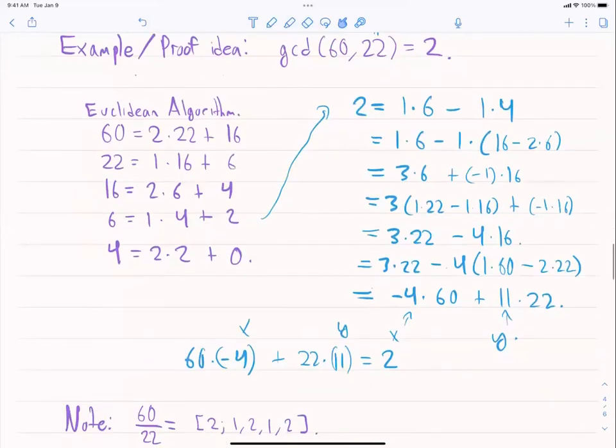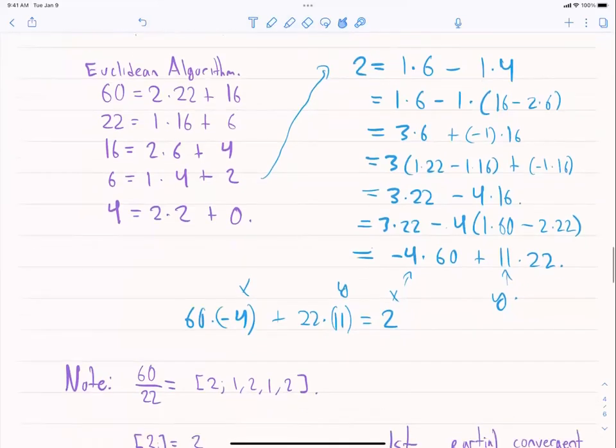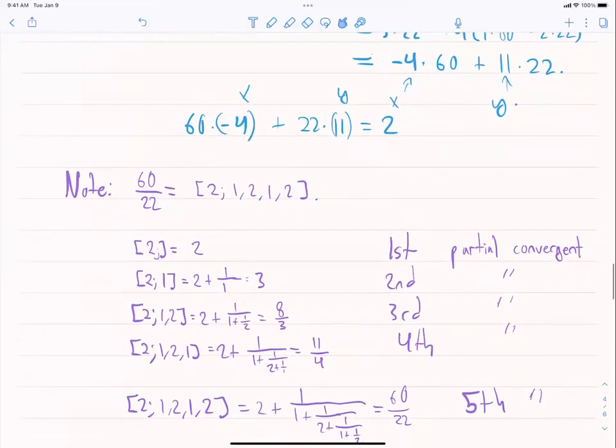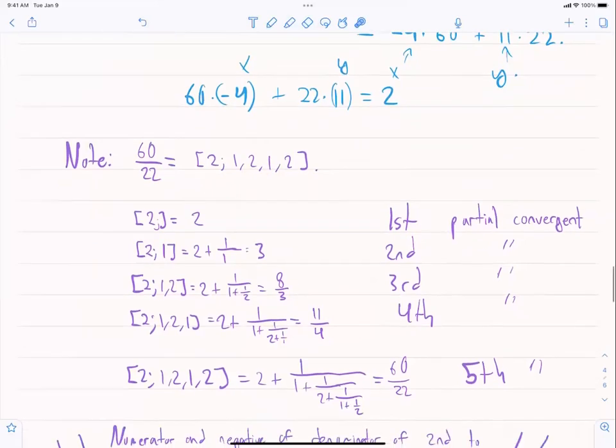Okay. I want to make a remark connecting this back to the continued fraction expansions, because it's sometimes convenient. If I do 60 over 22, we have the continued fraction expansion 2, 1, 2, 1, 2. Again, I can write out the partial convergents. The first one is 2. The next is 2 plus 1 over 1, which is 3. Then 2 plus 1 over 1 plus 1/2. If I expand that out, I get 8/3. Then similarly, the next one expands out to 11/4.